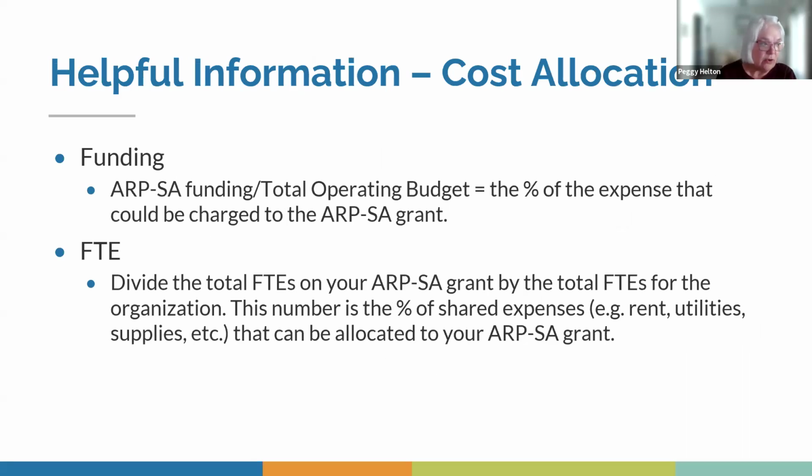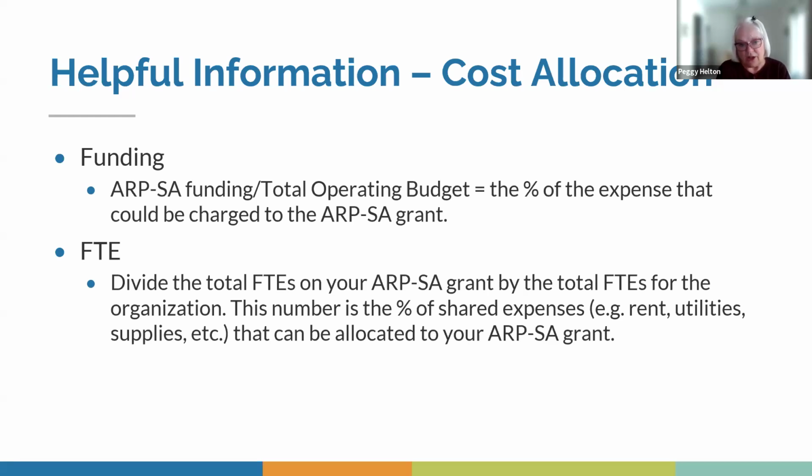So I just want to go through the cost allocations really quickly, because there's typically 4 types of cost allocations that most agencies will use. The 2 that you see on the screen are really the most popular and the ones that are most used. So the first one is funding, and this is the examples that I've been giving. So your ARP-SA funding divided by your total operating budget, you get a percentage, and that percentage of the expenses are those that can be charged to the ARP-SA grant.